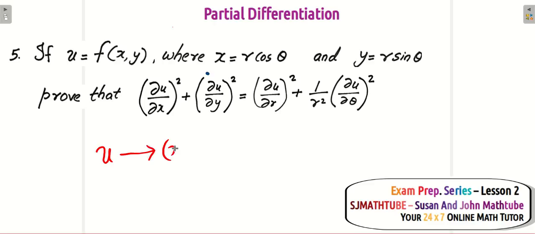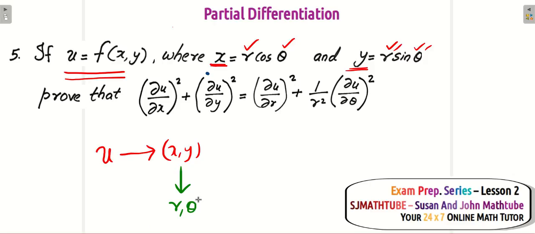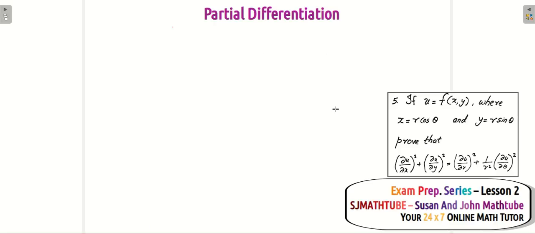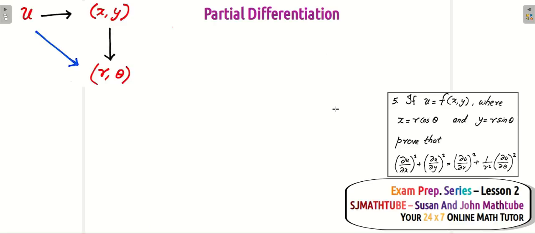Let's try to draw the situation. So u is in terms of x and y. It's clearly mentioned, the function is not given. U is equal to f of xy, and x is in terms of r and theta. Same thing for y. So I'm going to write this x and y are in terms of r and theta. So tell me, what exactly are you going to find? I'll draw a blue arrow. We are going to find the partial derivative of u with respect to r and the partial derivative of u with respect to theta. And that is exactly the quantities which we see on the right side. Let's move ahead. I'll put the question on the right side of the screen so that you can refer anytime you want, and I'll draw that diagram properly.